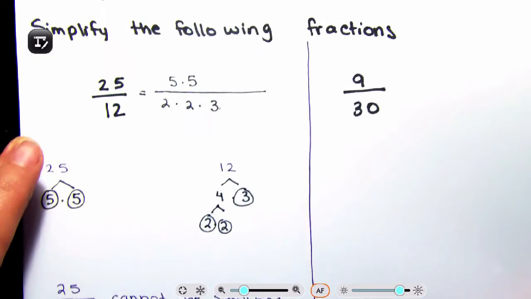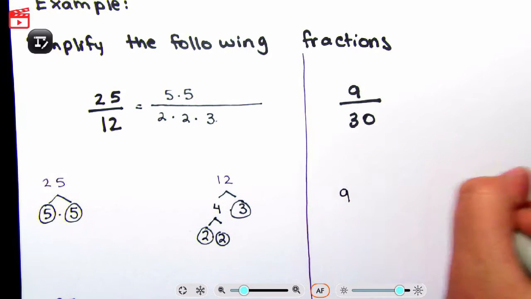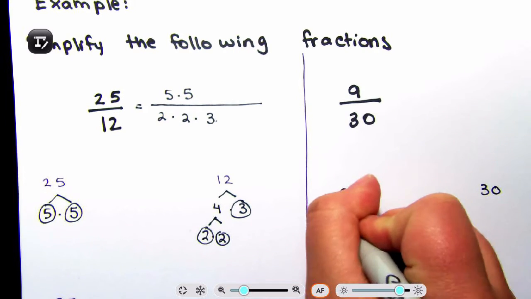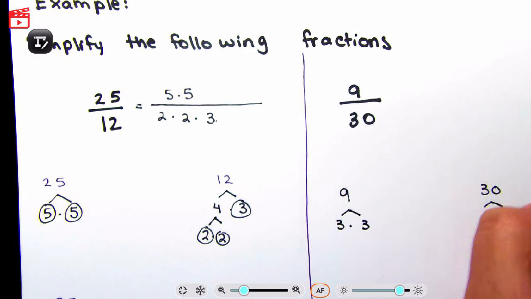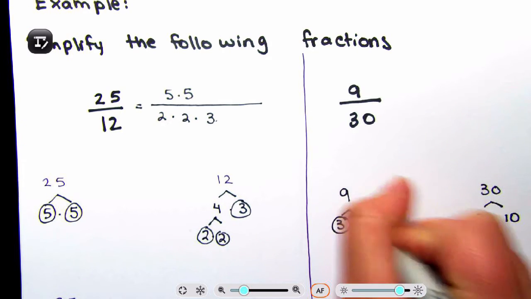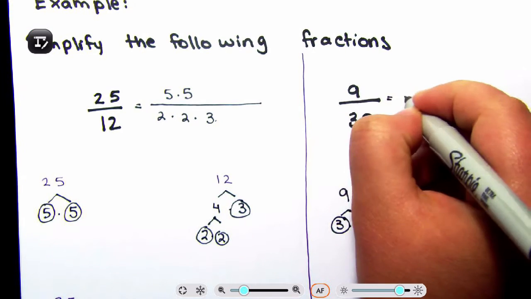Let's see if we have better luck with 9 and 30. We're going to do exactly the same thing. Here's 9. Here's 30. I'm going to do factor trees for both. 3 times 3 is 9. 3 times 10 is 30. 3 is prime, so I'm going to circle my 3s. 10 is not prime, so I have 5 times 2 is 10. Circle those. I'm going to set this equal to each other.